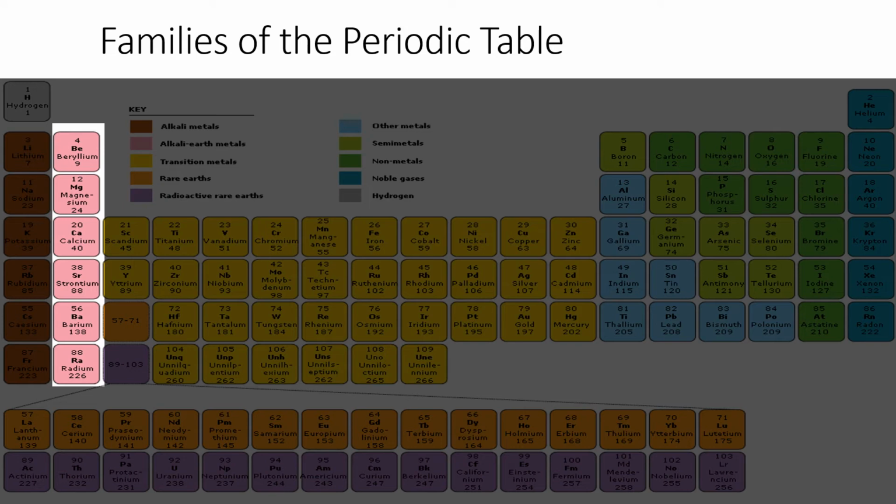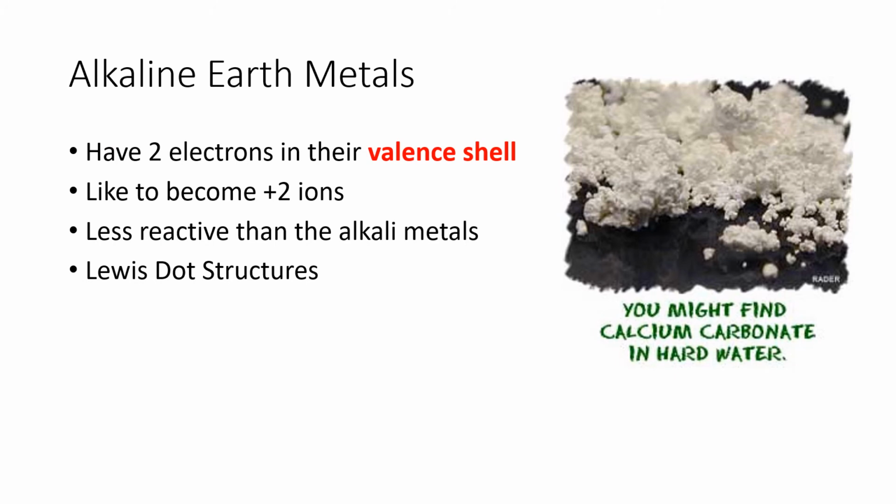The next one is the alkaline earth metals. That's beryllium, magnesium, calcium, strontium, barium, and radium. So alkaline earth metals have 2 valence electrons. They like to become 2+ ions. They're less reactive than alkali metals. You may find some of these, like calcium carbonate, in your hard water, like on your shower walls. So the Lewis dot structure is, you put the symbol, so calcium, then you would put 2 dots.